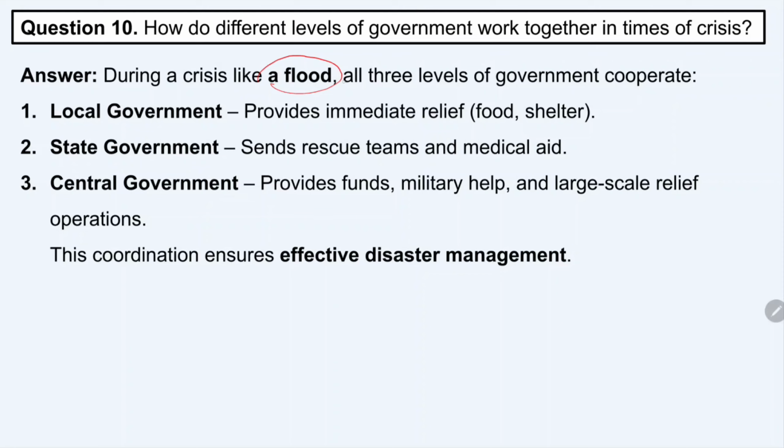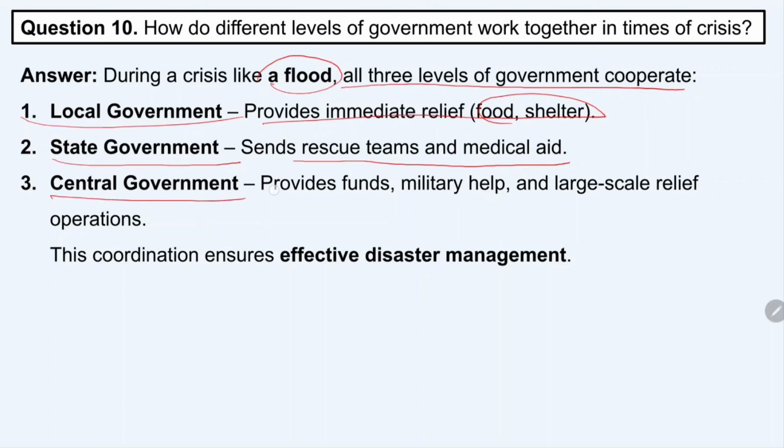So during a crisis like a flood, all three levels of government cooperate. First, the local government will provide immediate relief like food and shelter in their area. Second, the state government will send a rescue team and medical aid. And third, the central government will finally provide funds, military help and large-scale relief operations. If the disaster is in a massive area, then all three levels of government will be working together. This coordination shows effective disaster management.